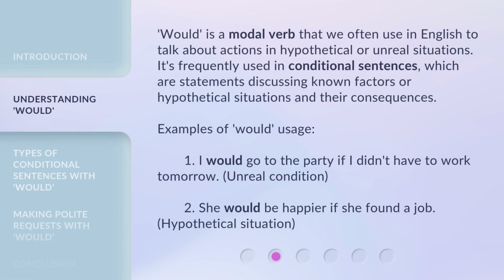Would is a modal verb that we often use in English to talk about actions in hypothetical or unreal situations. It's frequently used in conditional sentences, which are statements discussing known factors or hypothetical situations and their consequences. Examples of would usage. 1. I would go to the party if I didn't have to work tomorrow. Unreal condition. 2. She would be happier if she found a job. Hypothetical situation.